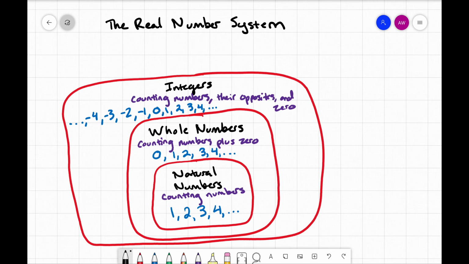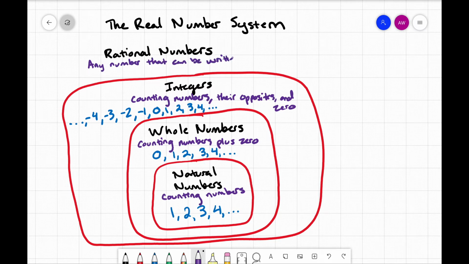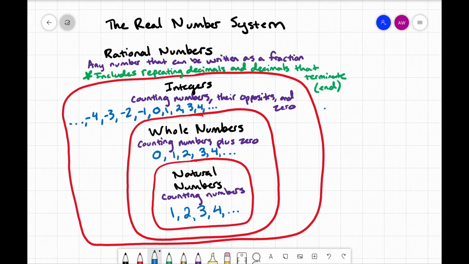Moving out another layer, we get to rational numbers. And this would be any number that can be written as a fraction. So this includes repeating decimals and decimals that terminate, also known as end. So an example of a rational number could be something like -3/1. That's including the opposites that we picked up from integers, and we're able to express it as a fraction.